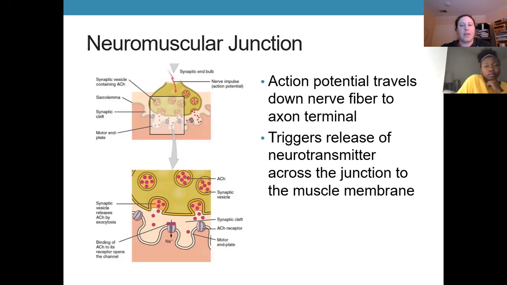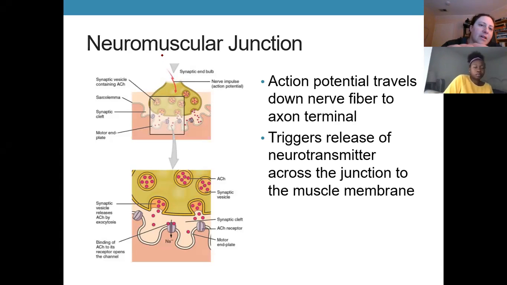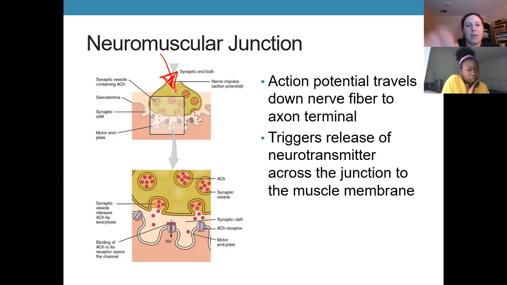There we go. Okay, so events at the neuromuscular junction. So the summary of the events is this. This is the summary, and then we'll break it down, okay? So the summary is that we're gonna have electrical activity come down the motor neuron. So we call that an action potential or a nerve impulse. And we'll worry about how that happens when we get to the nervous system.